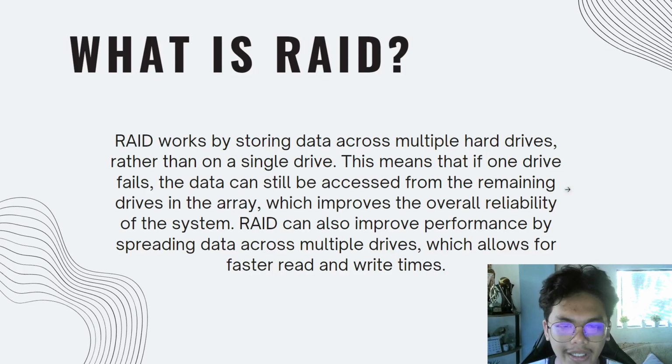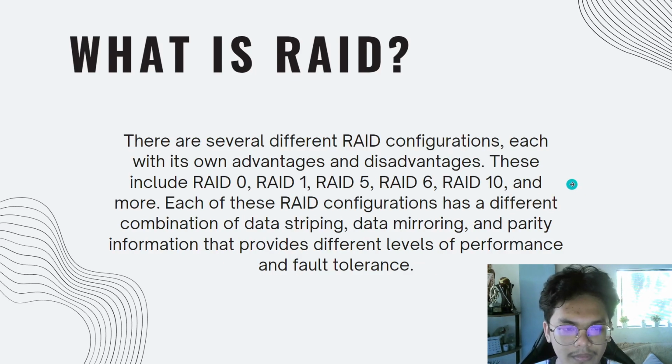RAID works by storing data across multiple hard drives rather than on a single drive. This means that if one drive fails, the data can still be accessed from the remaining drives in the array, which improves the overall reliability of the system. RAID can also improve performance by spreading data across multiple drives, which allows for faster read and write times.